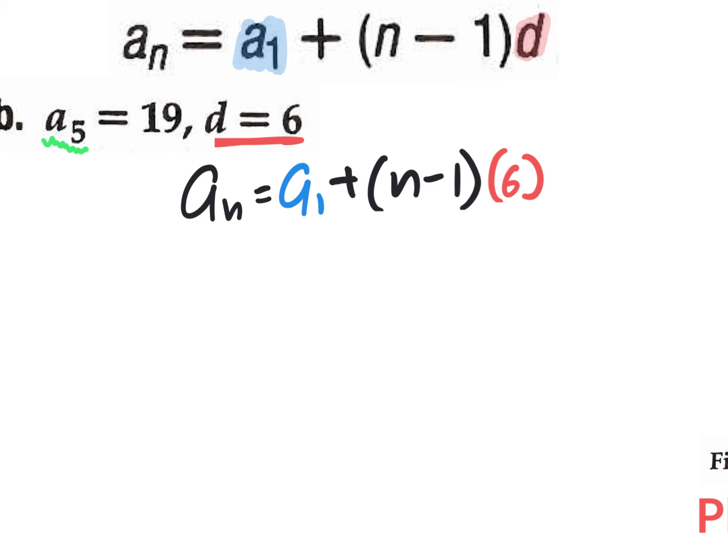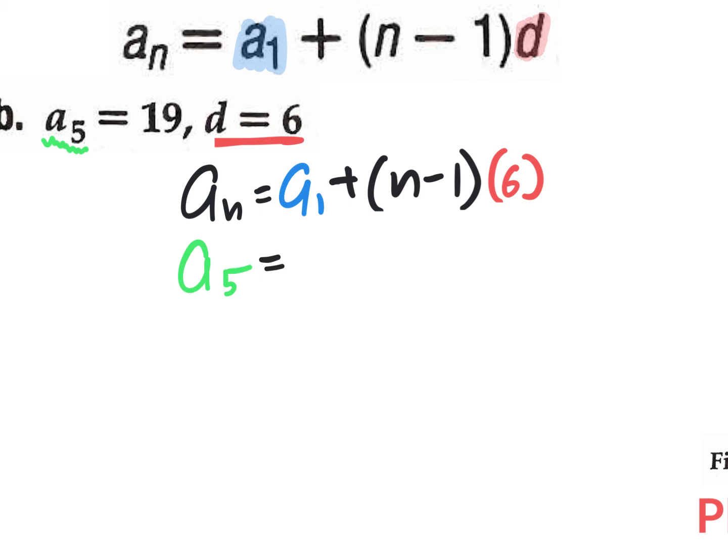I mean, they're giving us this information. I need to plug it in somewhere. Where could I plug in a sub 5? A sub n, right? A sub n, what it really means is any number on the list. And this is saying specifically the fifth number. So I could make this a sub 5. As a matter of fact, I'm going to write that down. A sub 5 instead of a sub n.